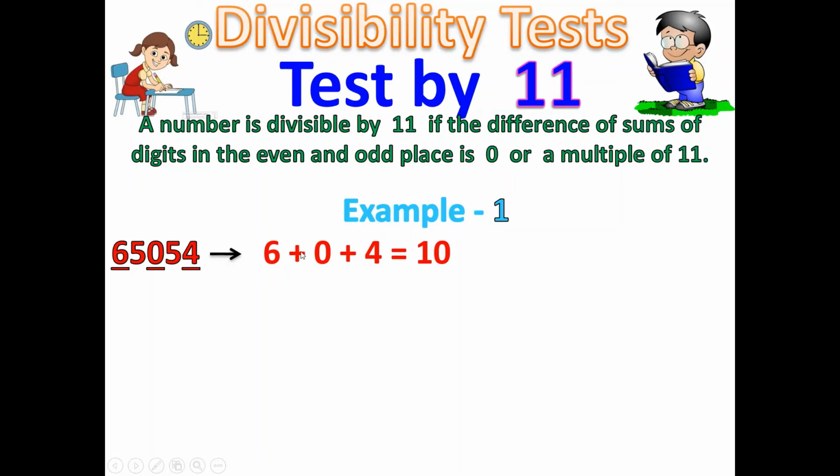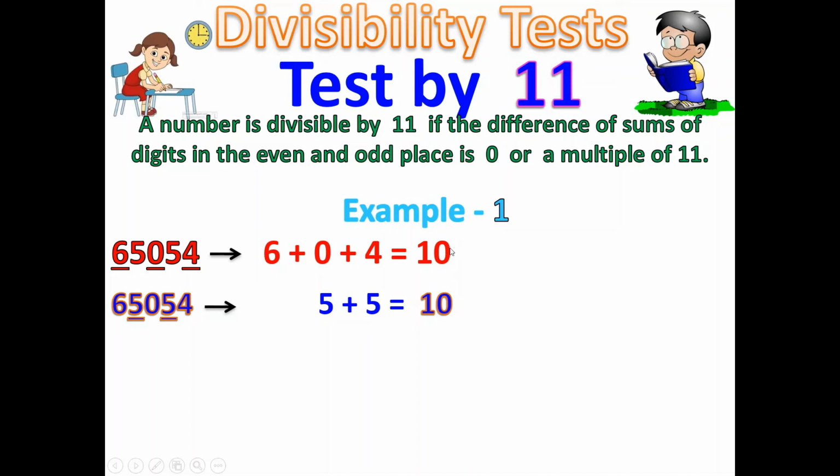Now 65,054. How do we do this? We have to leave one number, then again leave a number, and add the numbers. For example, we have 65,054. Now we add 6, 0, 4. If we add those numbers only, we get 10. Now 65,054, we have to add the remaining numbers, that is 5 and 5, the ones we left. Now we add both numbers and we get 10 only.